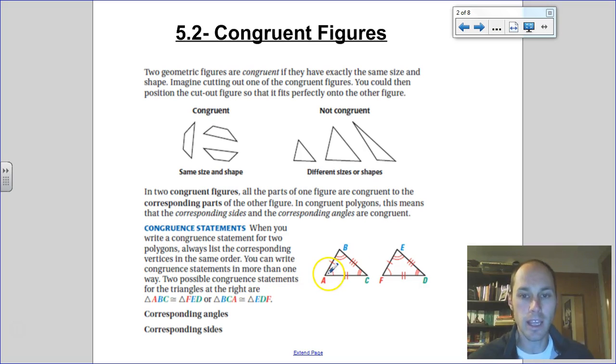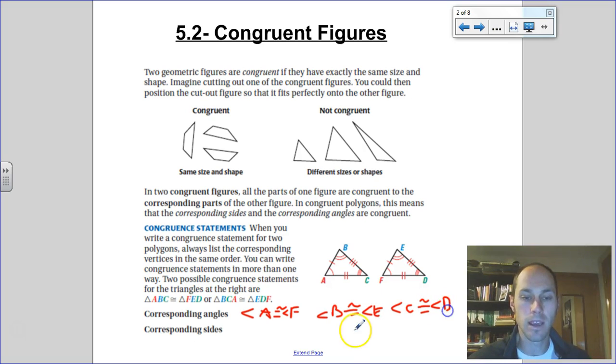So I know that angle A is congruent to angle F, and angle B would be congruent to angle E, and angle C would be congruent to angle D. And I can tell by looking at my congruent statement. A is the first letter listed, so is F. So A is congruent to F. B is congruent to E. C is congruent to D.